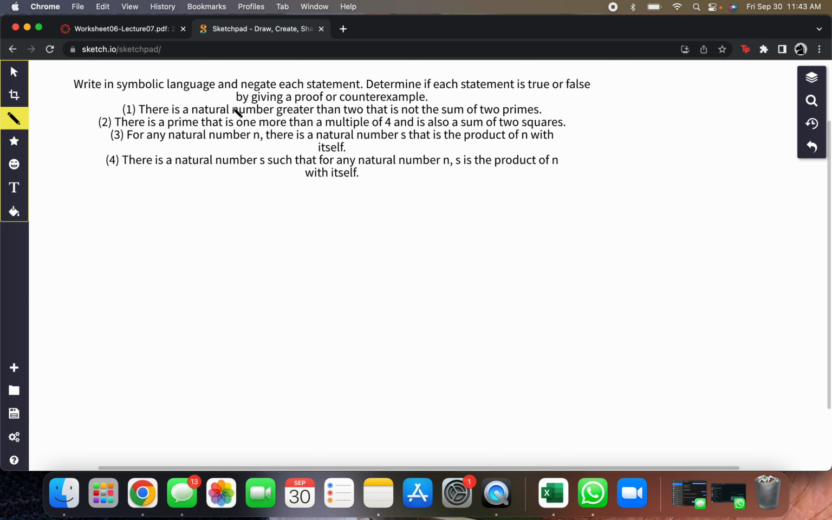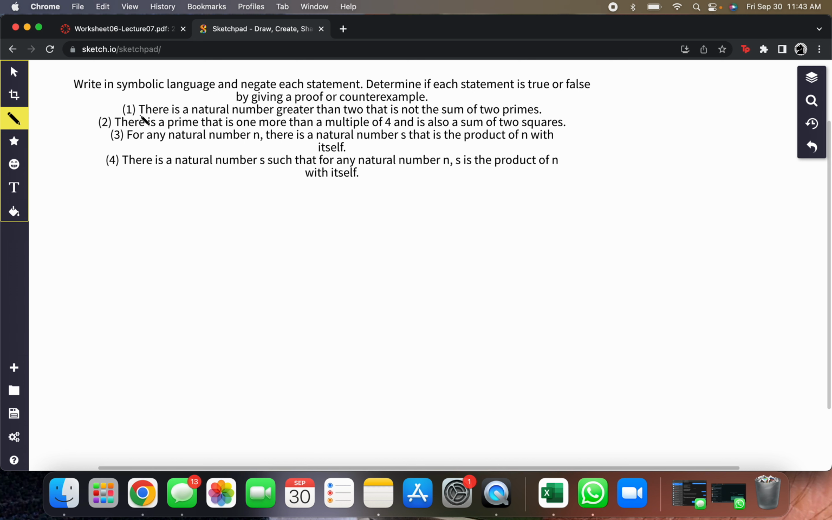Number 1 says there is a natural number greater than 2 that is not the sum of 2 primes. So let's think about that. That means there is some whole number that you can't take any 2 primes and add them together to make that number. So, for example, it's not going to be 12 because 7 plus 5 is 12, and 7 and 5 are both prime. So 12 wouldn't be an example of that, even though it is a natural number greater than 2. But now let's just work on writing this out.